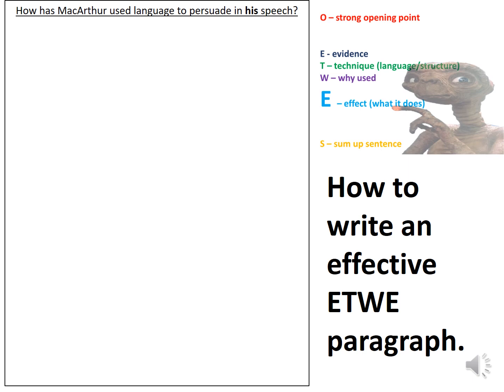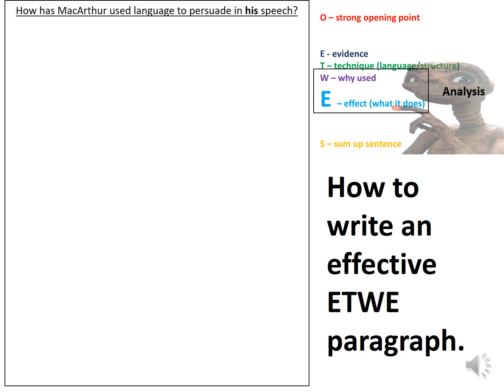And remember, the why and the effect part, that's the really important part in your paragraph, because that's the analysis. When we're looking at the deeper meaning of words, when we're looking at the deeper meaning of language that's used, why the writer has used it and what the effect is, that is really where we're explaining and analysing the language in detail.